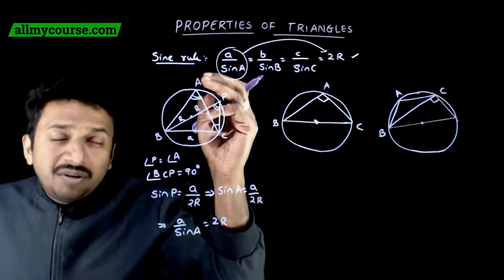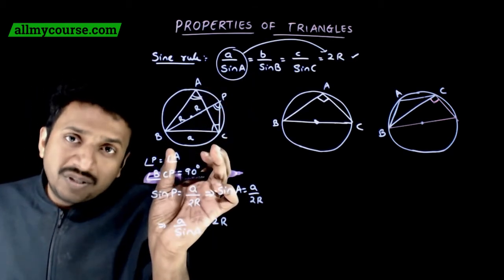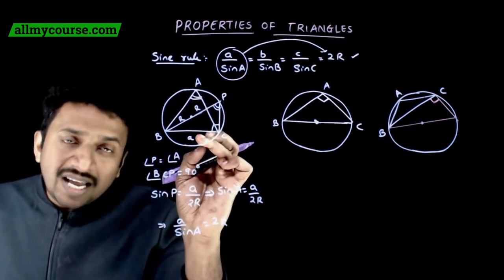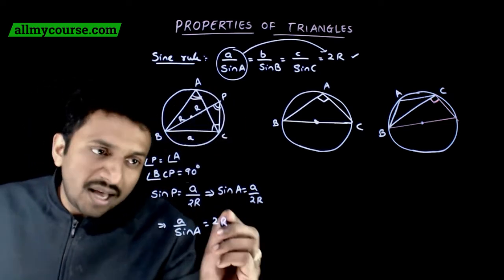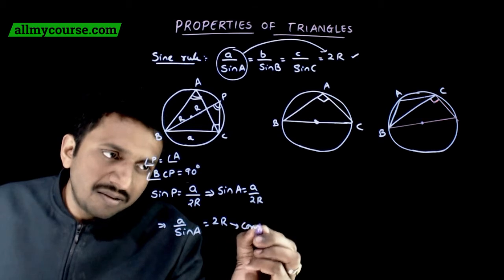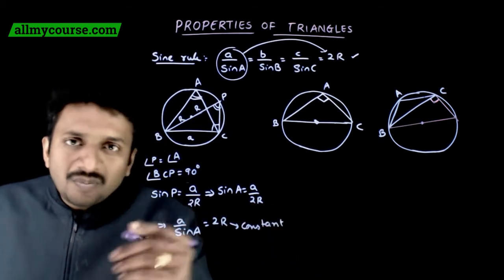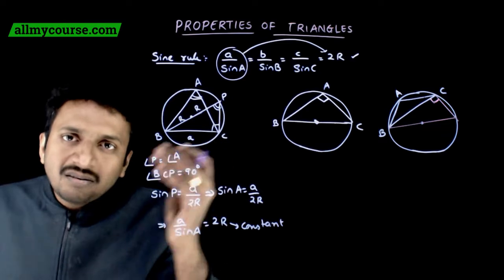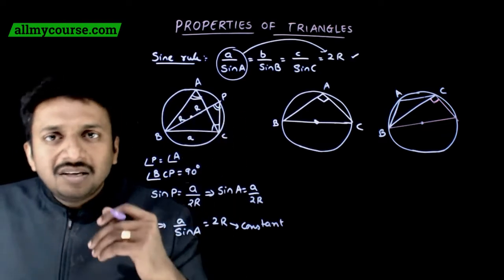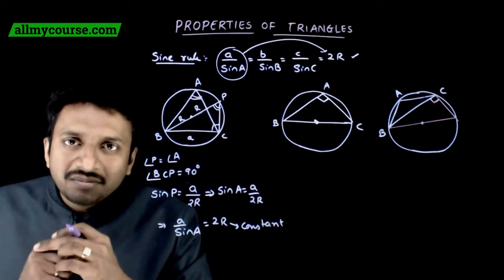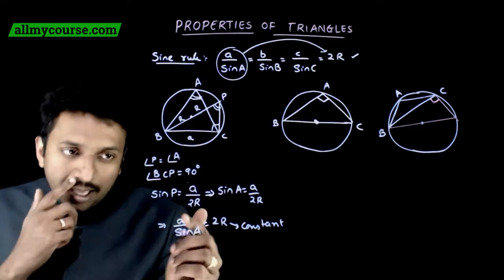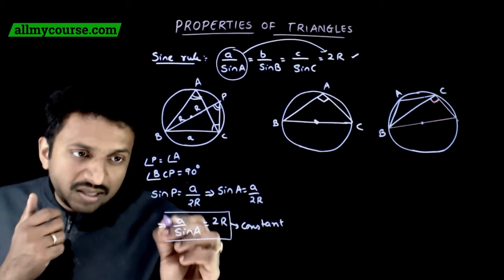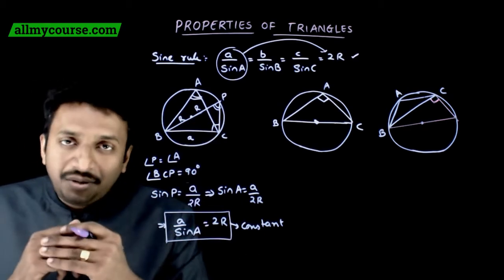So I have taken an arbitrary vertex and an arbitrary opposite side, and I have proved that this side by sine of opposite angle is equal to 2R, which is a constant. So by symmetry, b by sine B and c by sine C should also be equal to 2R by a similar derivation, which you can do. So a by sine A is equal to 2R works if angle A is acute.